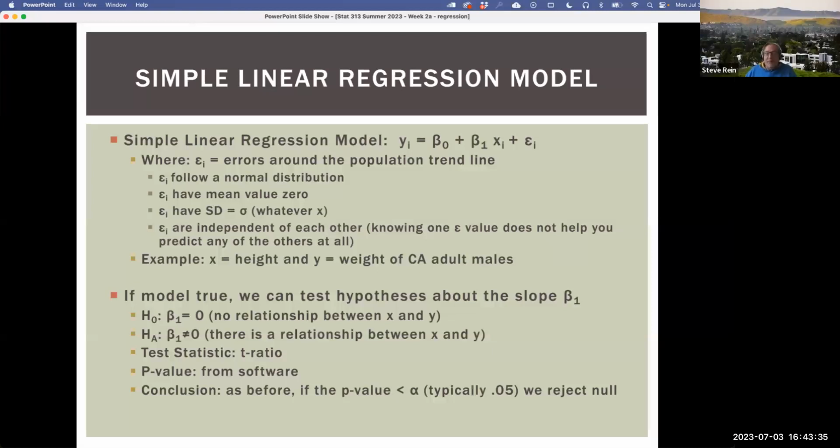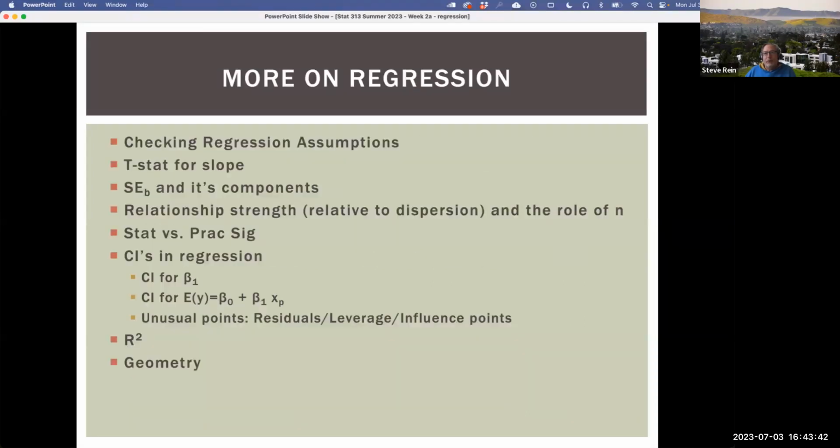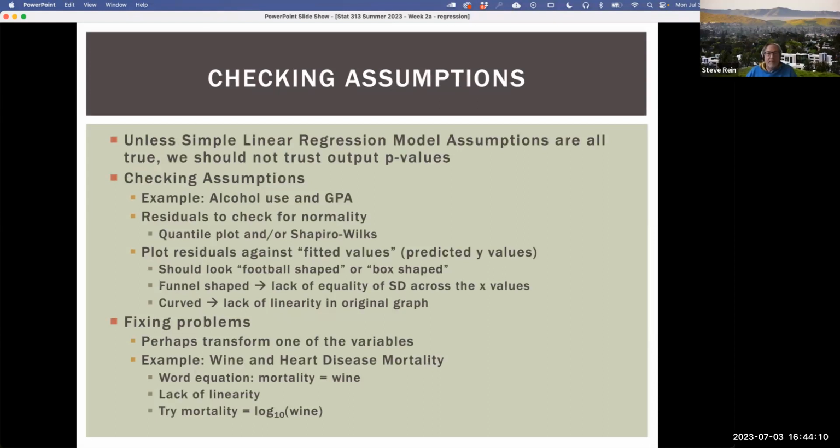Any other questions about this list here? Okay, so what I want to do is, I'm going to skip over the regression assumptions for now. That's covered in the lab, but is not emphasized on the first exam. I do want to talk about a t-test for the slope, the standard error of the components, and this relationship strength, if you will. And maybe we'll get down to R squared. So this is where we're going in the next 10 to 15 minutes.